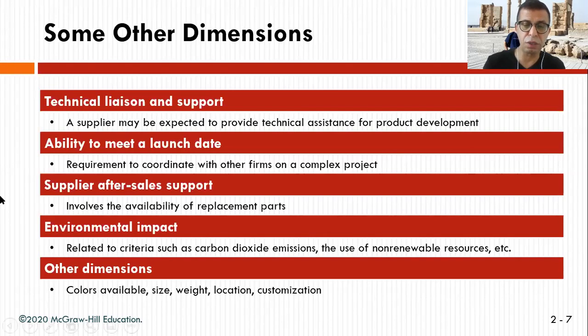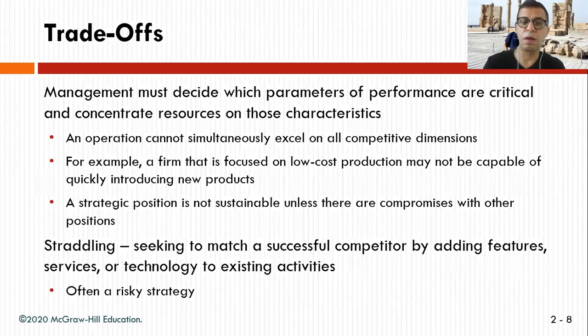And the other dimensions probably are colors available, size, weight, location, customization. These are things that you're in charge of looking at in order to have an edge over others. So what are the trade-offs? Management must decide which parameters of the performance are critical and concentrate the resources on that characteristic. This is what you do.